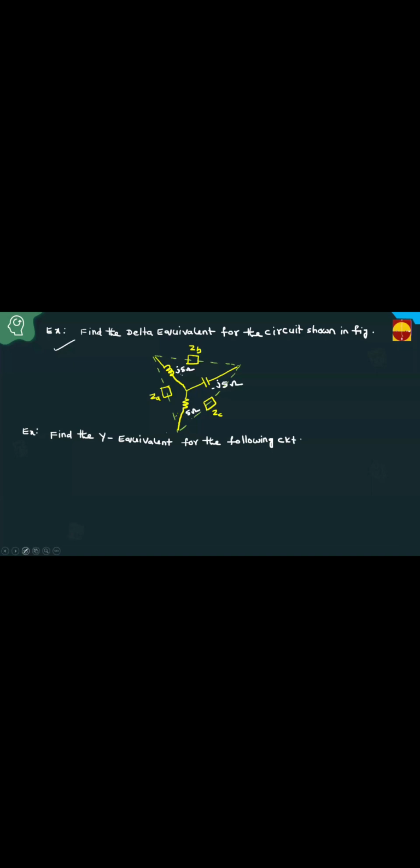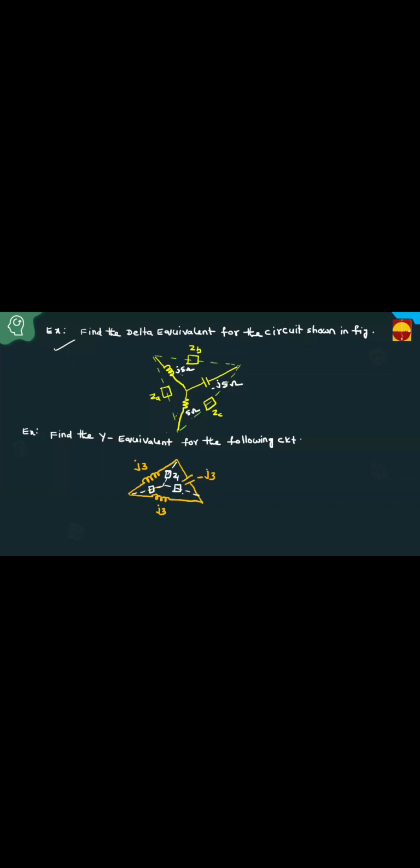This is a given delta connection. J3, this capacitance is minus J3, and this again inductance plus J3. This is J3, minus J3, minus J3, and this is plus J. You have to find the star equivalence. This is delta to star conversion. This is star to delta, but this is delta to star. These impedances you have to calculate.